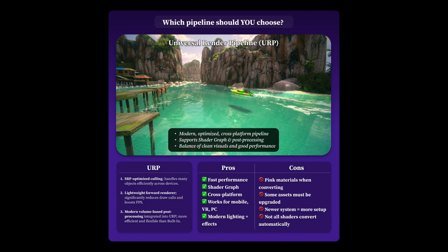Next up is URP, the pipeline that gives you the best balance of performance and visual quality. It's optimized for almost every platform. You get shader graph, modern lighting, and clean rendering features right out of the box. And it performs incredibly well on mobile, VR, and mid-range PCs. In Unity 6, URP gets major improvements with render graph, but everything here still applies.